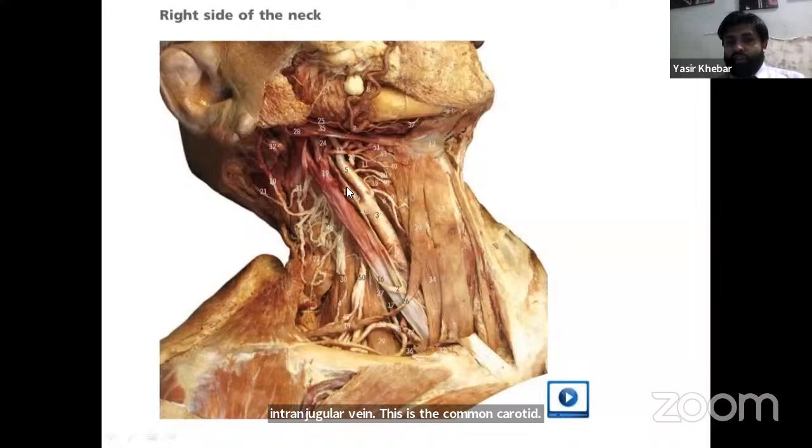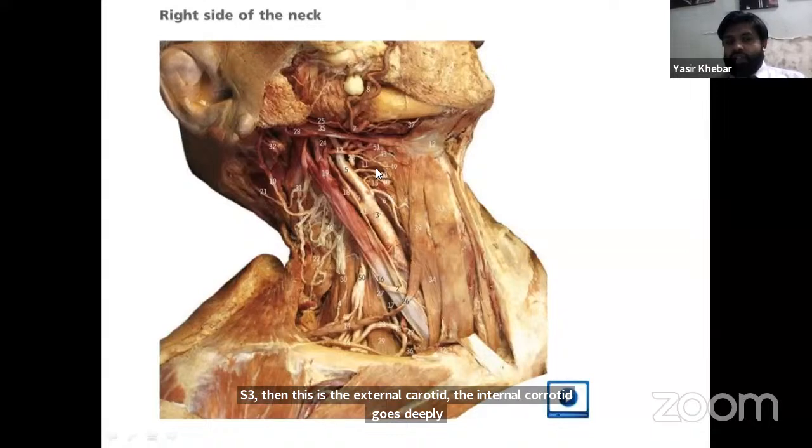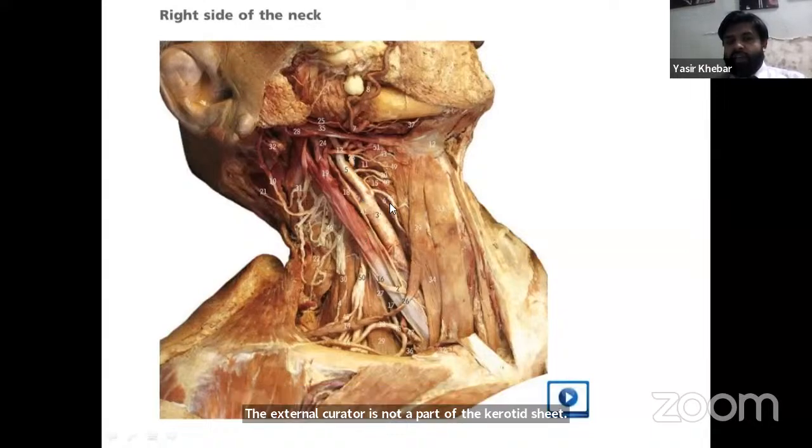The internal carotid goes deeply. The external carotid is not a part of the carotid sheath. It has various branches coming off anteriorly, superior thyroid, and the lingual artery, and this one is the facial artery. You can see this one is turning around the angle of the mandible and going upward. So you have those branches of the external carotid artery, whereas the internal carotid artery and internal jugular vein and the vagus nerve are traveling over here as a part of the carotid sheath.